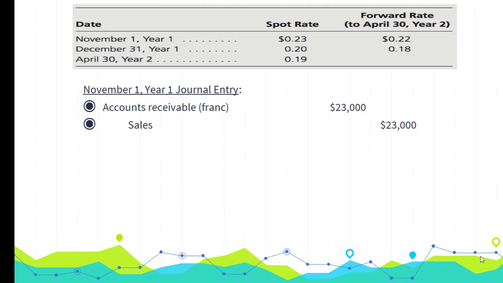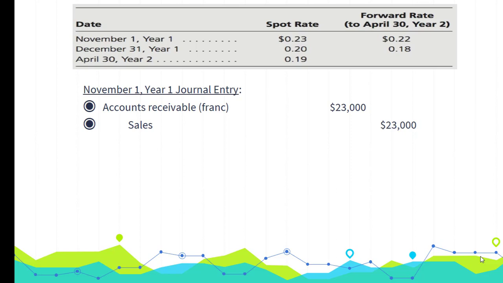On November 1 of year 1, Alexandria Company records the sale of merchandise and reports it in US dollars because it's a US-based company and its reporting currency is the US dollar. And so the sales of 100,000 francs are translated into US dollars at that spot rate of 23 cents per franc. And the offset to that is the debit to accounts receivable, and we designate it as franc in the parentheses because when that account receivable is collected, it's going to be in the form of foreign currency, namely franc.